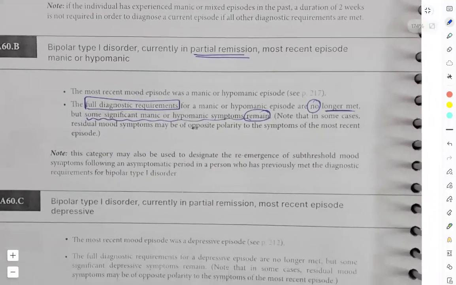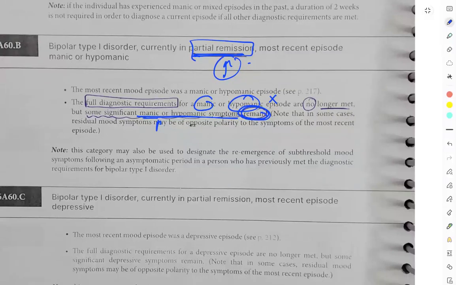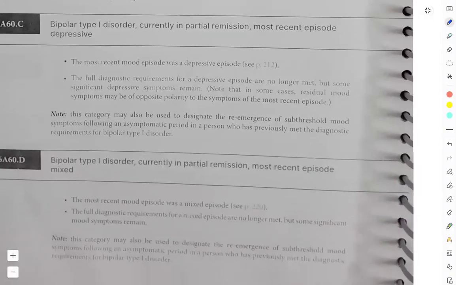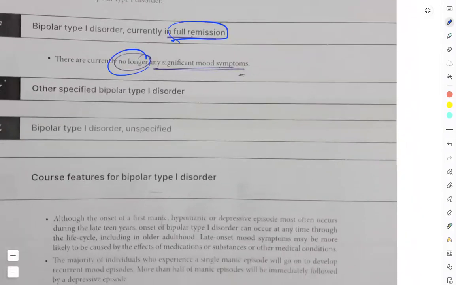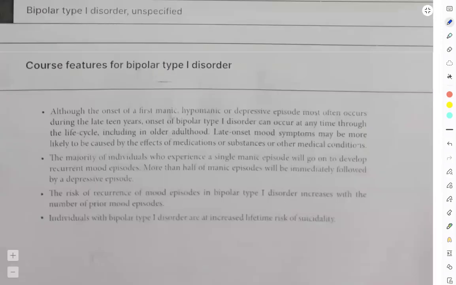Then moving on, we have partial remission. Now, when do you call a patient is in partial remission? So the full diagnostic criteria of manic and hypomanic episodes are not met, but significant manic or hypomanic symptoms are still remaining. That is when you say partial remission is there. When do you call a patient is in full remission? When no longer any significant mood symptoms are present and the patient has reached back to their baseline. Okay.